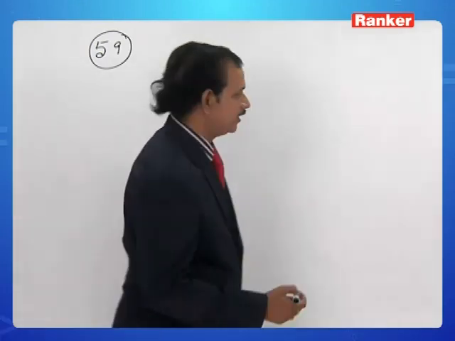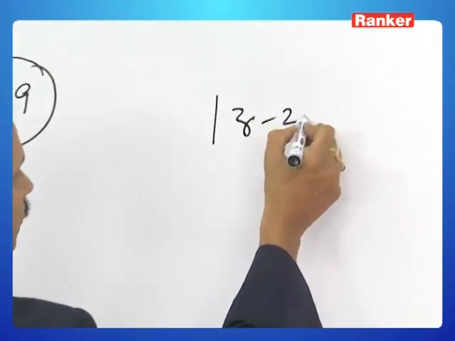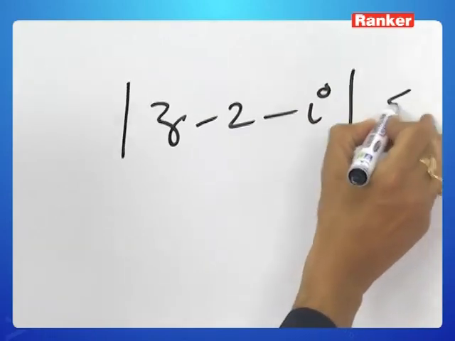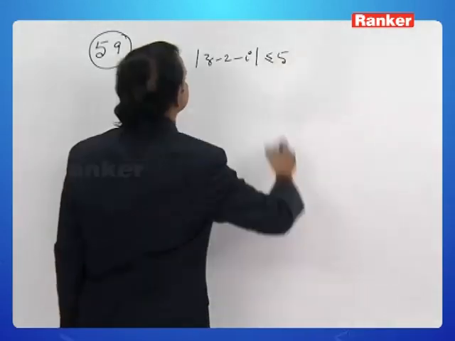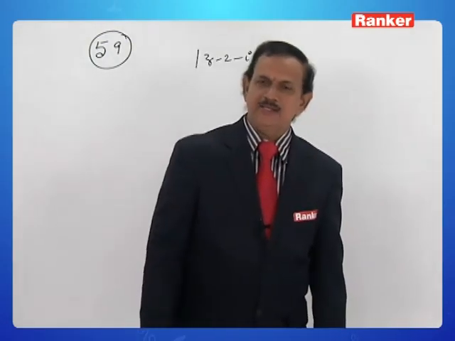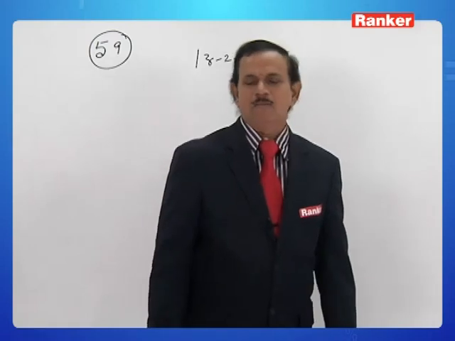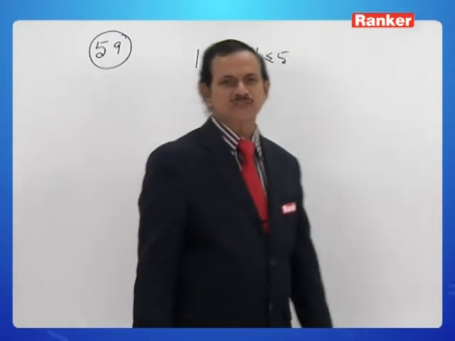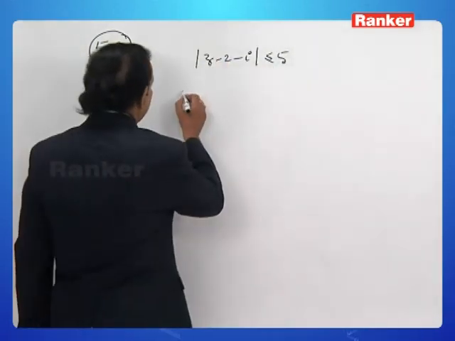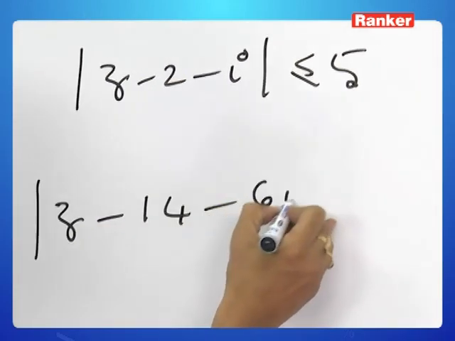What does it mean? Mod z minus 2 minus I is less than or equal to 5. And he is asking about the maximum value of mod z minus 14 minus 6I.